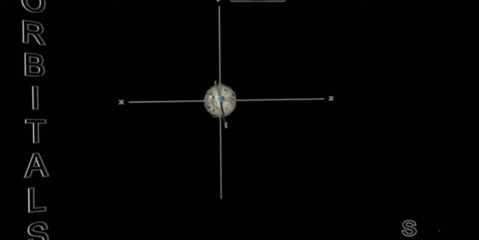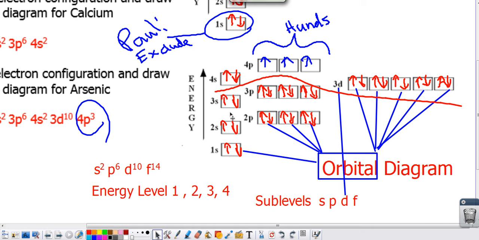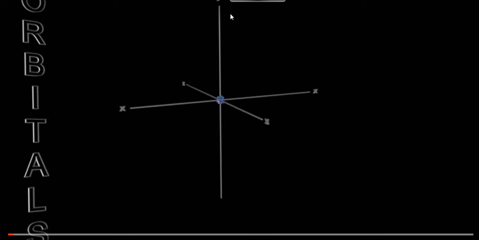Remember on the third energy level, which we're about to see, we have S's, P's, and D's. 1 S, 3 P's, 5 D's. And that's what this video is going to represent: the shape of these spaces that we call orbitals. So here we go again.